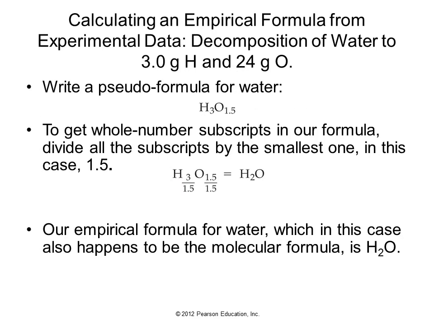Now, normally formulas are given in whole number ratios, but we can write this pseudo formula for water, H3O1.5. Now we have to work to get this to whole number ratios. Well, one of the first things you can do is divide each subscript by the smaller one. So if you divide 3 by 1.5, you get 2, and 1.5 by 1.5 gives 1. So the formula becomes H2O, and we're done. So our empirical formula for water also happens to be the correct molecular formula.